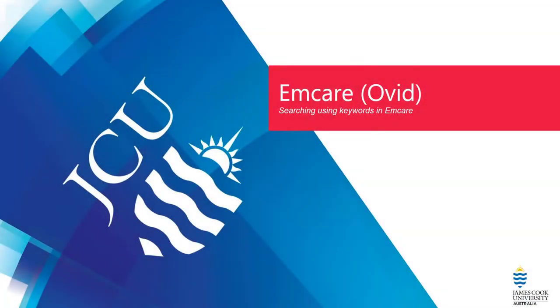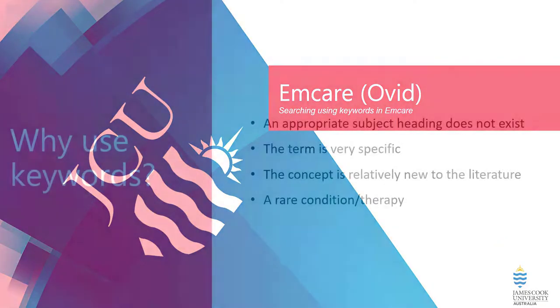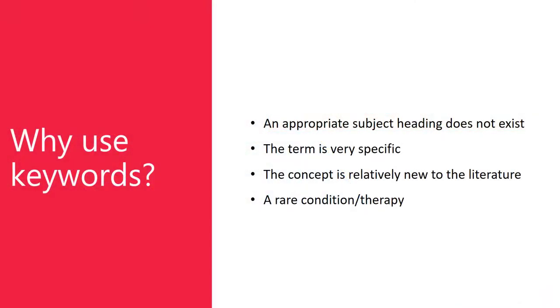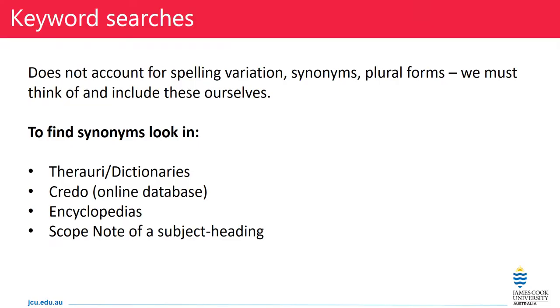Keyword searches are helpful when an appropriate Emcare subject heading does not exist, the term is very specific, the concept is relatively new to the literature, or if the search term is a condition or therapy that is very rare. Unlike subject heading searches, a keyword search does not account for spelling variations, synonyms, or plural forms. We need to include these ourselves in our searches.